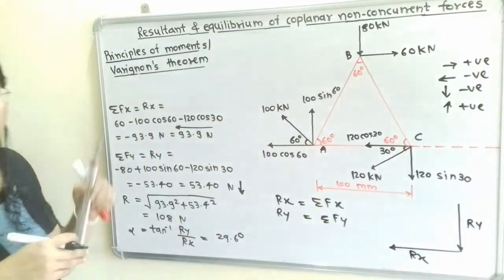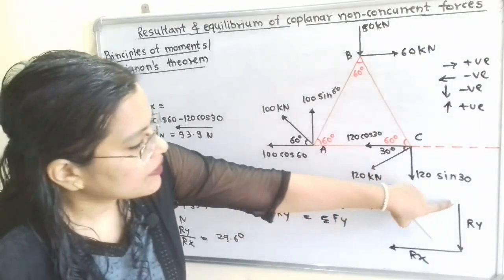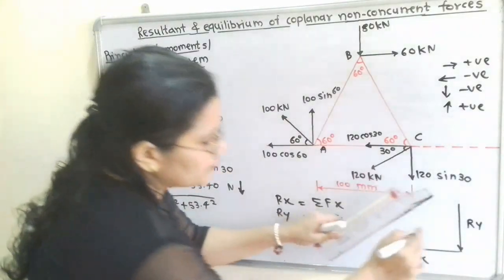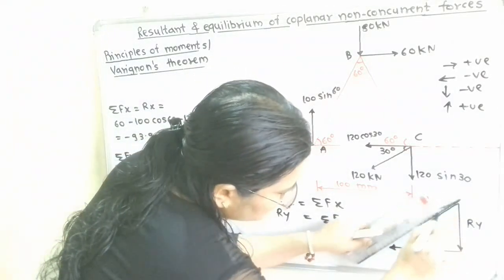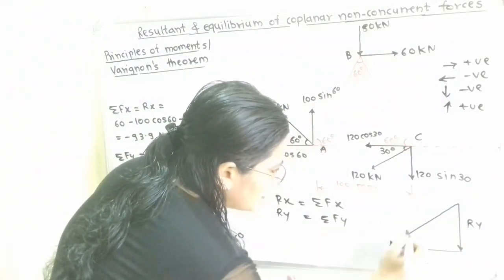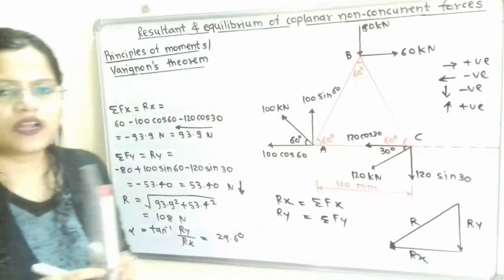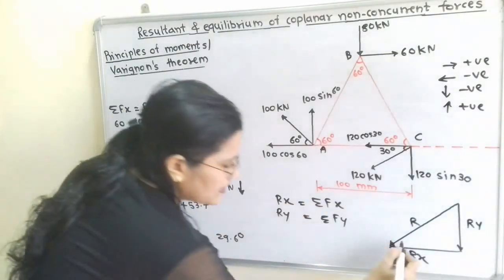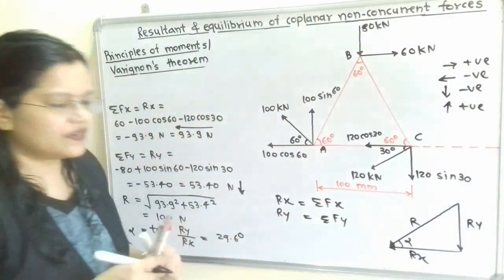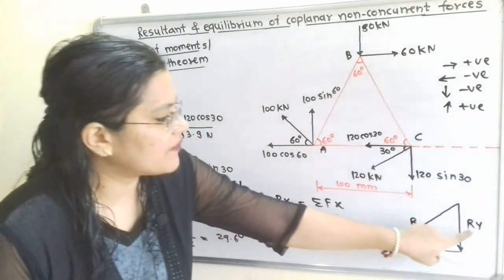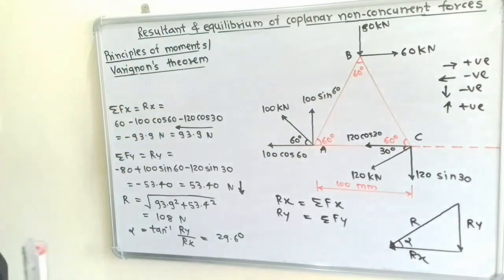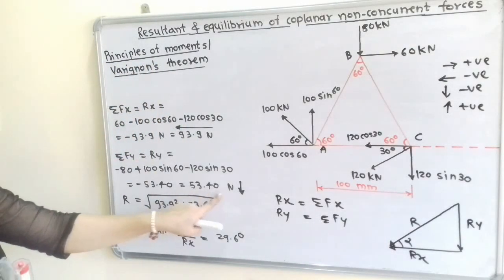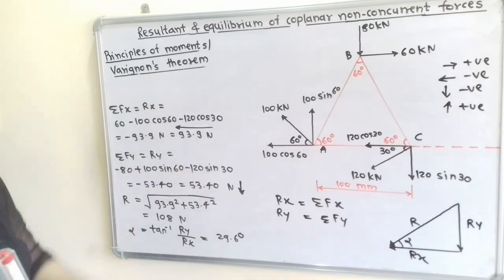Now to show R, we connect the start point of one force and the end point of the other force. So we show R here. This is the direction of R. Now how to find the angle of inclination of this R? Suppose I show alpha here, then from this diagram tan alpha is equal to Ry by Rx. For the value of Ry we put 53.4 divided by 93.9.